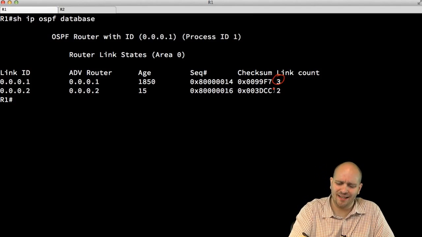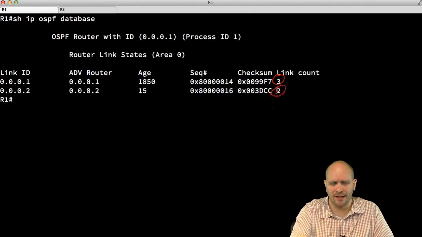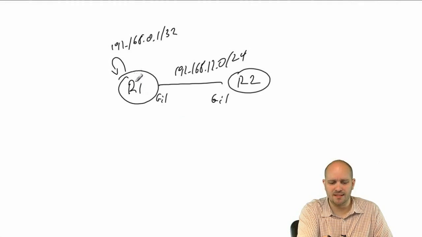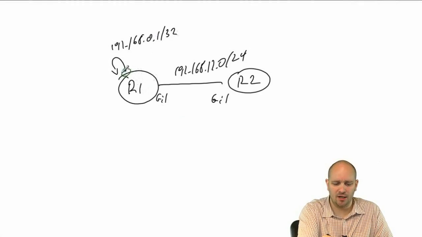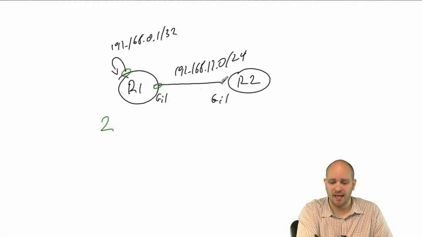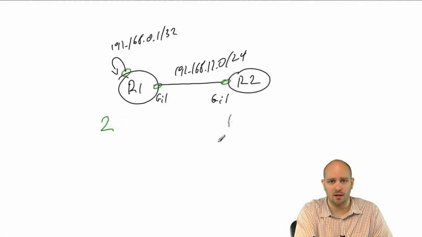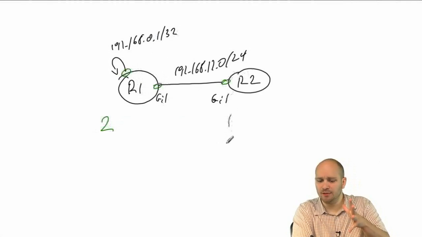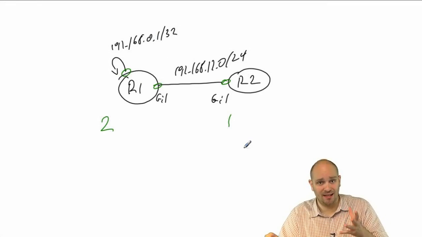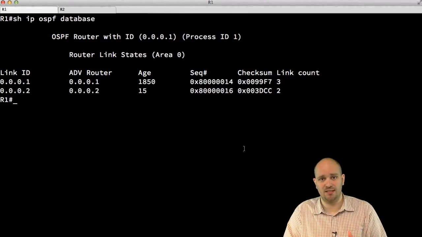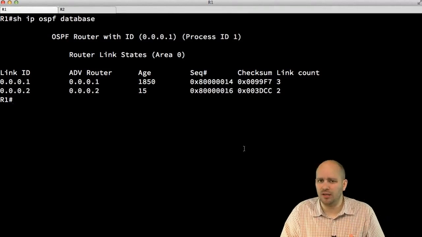R1 has 3 links and R2 has 2 links. If we take a look at this output here, we can see that R1 clearly has 2 links and R2 has 1 link. Well, this makes no sense, so let's take a look into the database and see what this is all about.